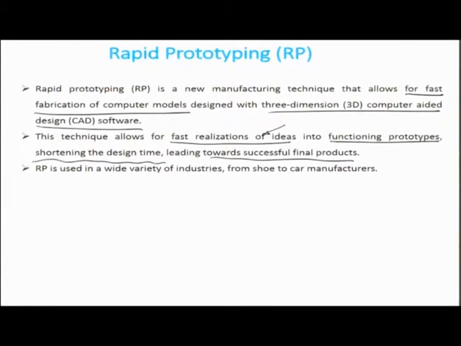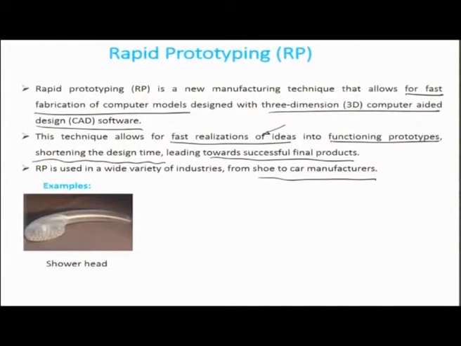So RP today is used in a wide variety of industries, from shoemakers to car manufacturers, I would say. This is the level and complexity in which RP is used. Some examples: we can look at this shower head which has been 3D printed using polymer. It's an extremely complex shape, but the form of this particular object, how convenient it is to hold by a user, what is the extent of water pressure that can be dealt with, how well the water can be split, all these aspects are shown by the shower head.